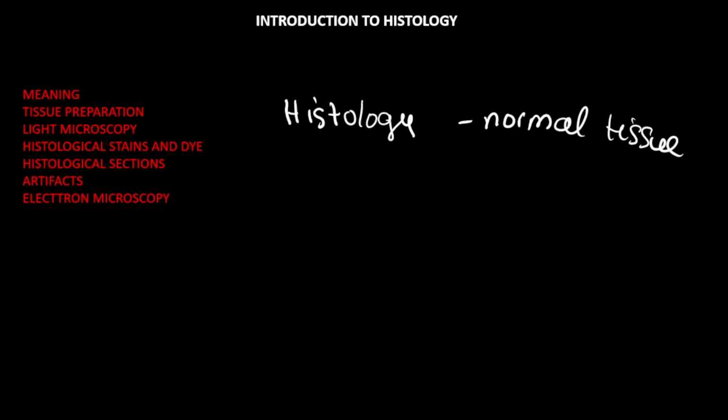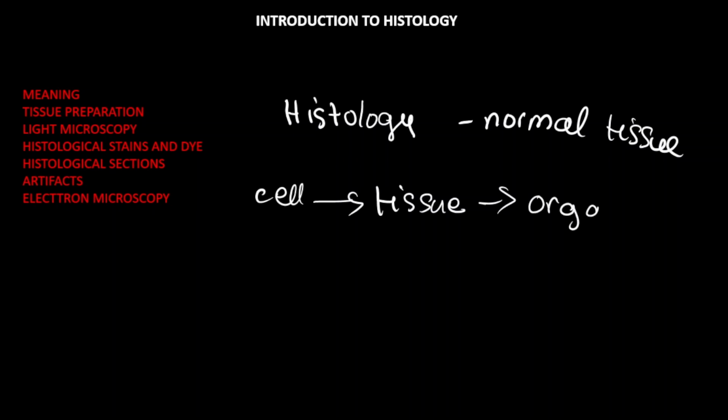Now, starting with the definition or meaning of histology, histology is simply the study of normal tissues. Okay, so the study of normal tissues. Now, the body is made up of cells that work together to perform a function as tissues, and these tissues work together to perform a function as organs. Organs work together to perform a function as systems, and so on. Okay, now histology is the study of normal body tissues.